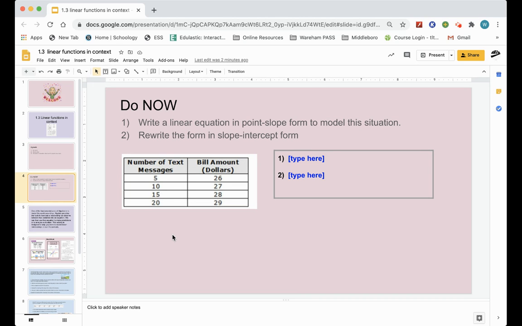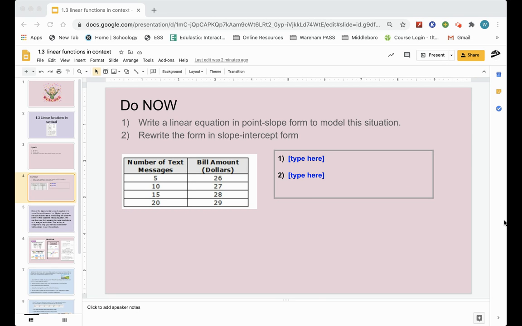So the do now asks you to write an equation in point slope form to model this situation, and you are given the number of text messages as the independent variable and the bill amount in dollars as the dependent variable. So remember, the independent variable is the X value, the domain, the input. The dependent variable is the Y value, the range, and the output.